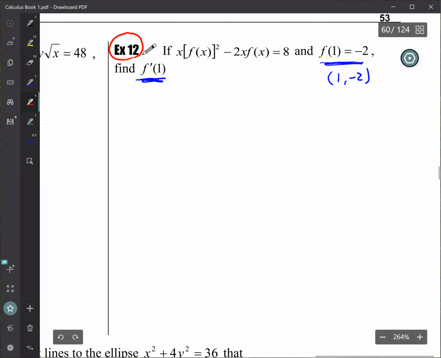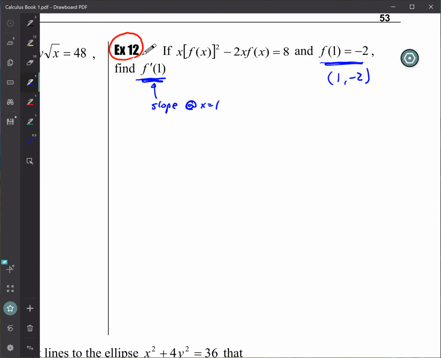So your goal is to find f prime of 1. If you want to do that, this means the slope at x equal 1. Then think about what you need to do to find the slope at x equal 1, at a point.